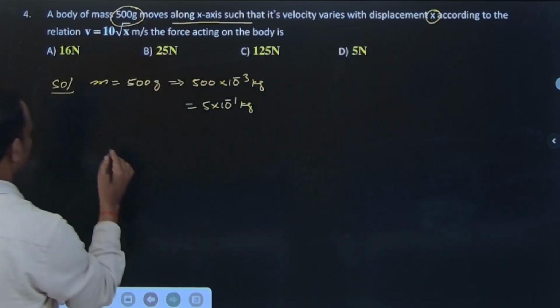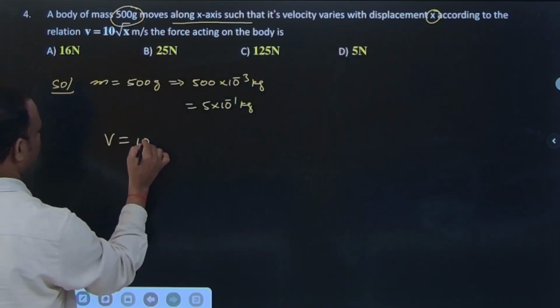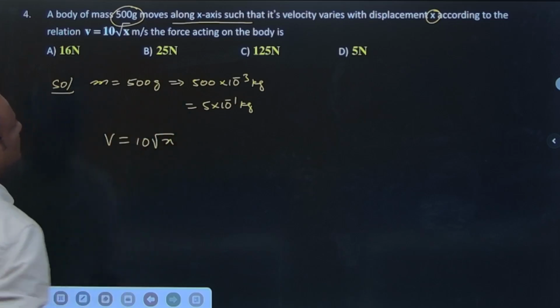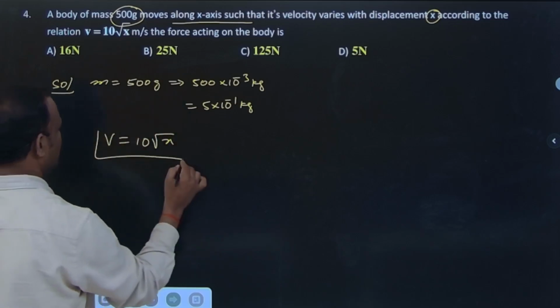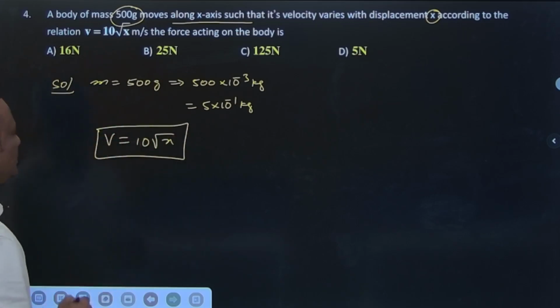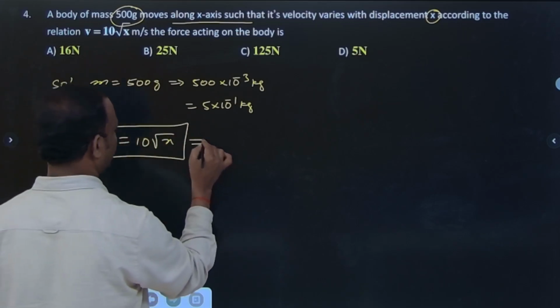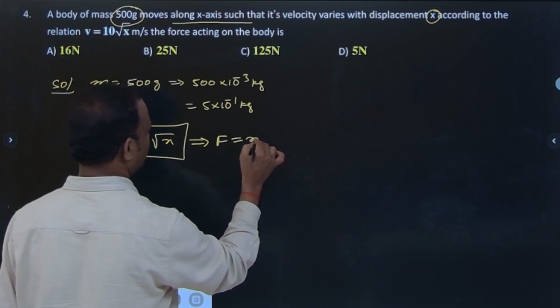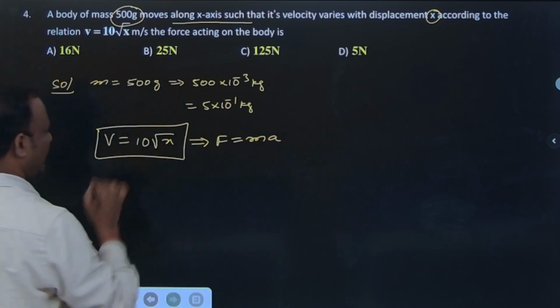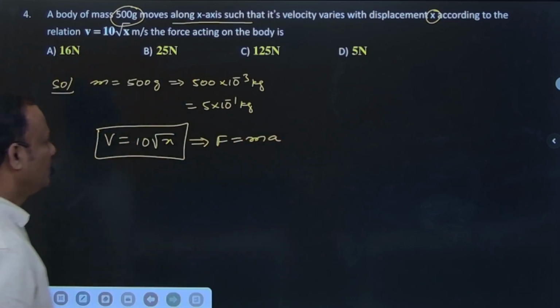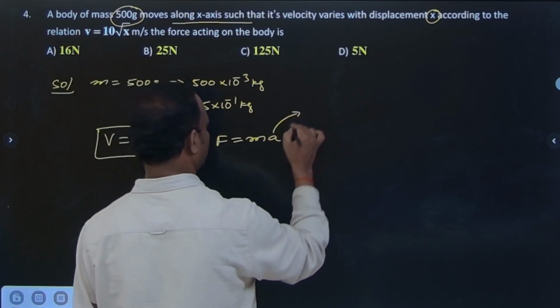V is equal to 10 root x. So the force acting on the body is what? V is equal to 10 root x. Force means what? To find the force, F is equal to m into a. I need to find acceleration from this. When you speak of acceleration, you may get two relations.